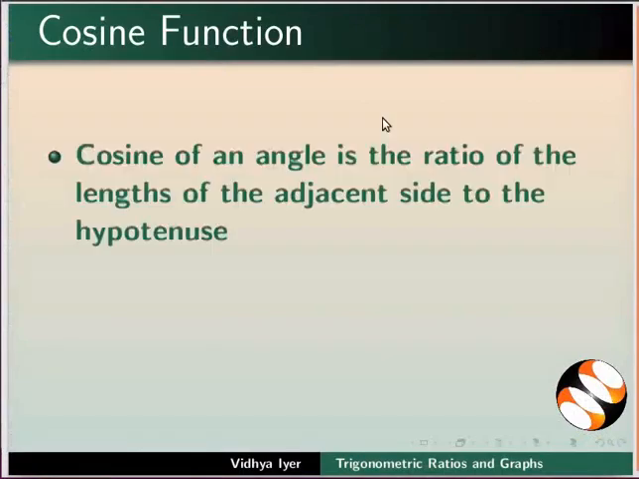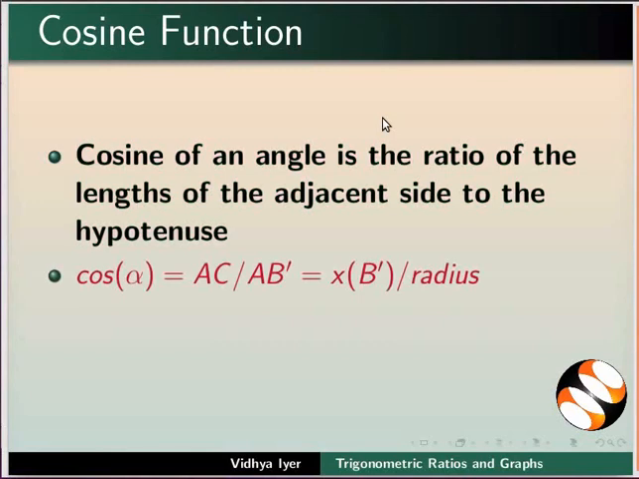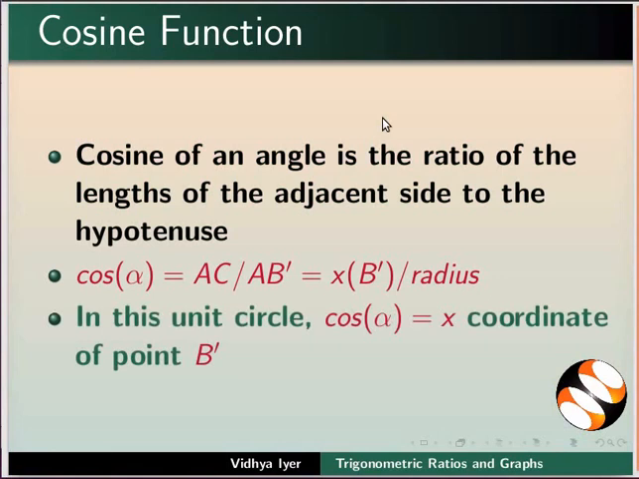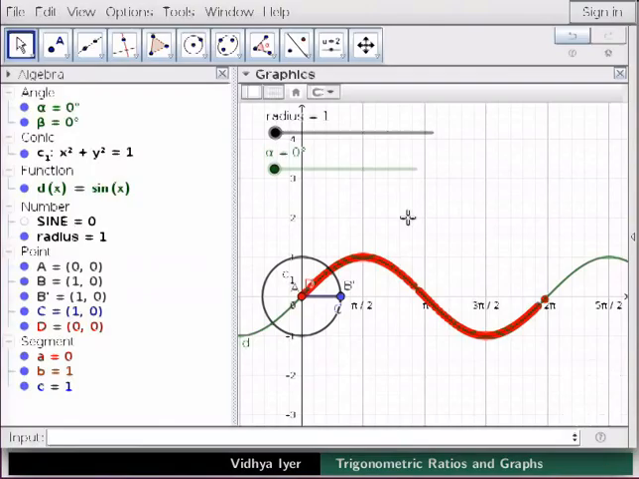Cosine function. Cosine of an angle is the ratio of the lengths of the adjacent side to the hypotenuse. Cos alpha is equal to the following ratios: length of AC to length of AB prime and x-coordinate of B prime to radius. In this unit circle, cos alpha corresponds to the x-coordinate of point B prime.